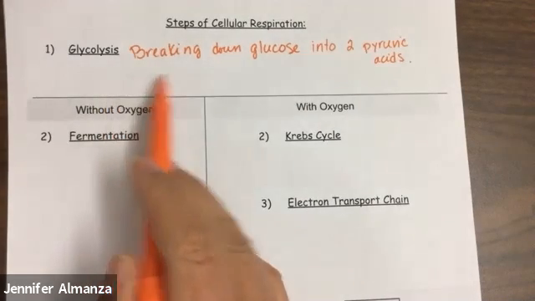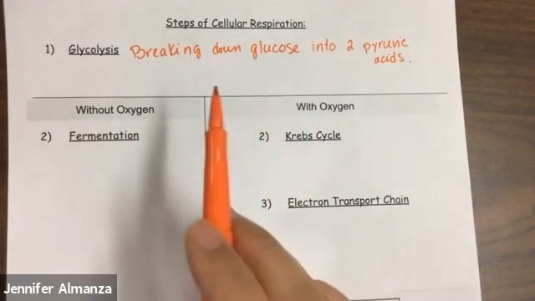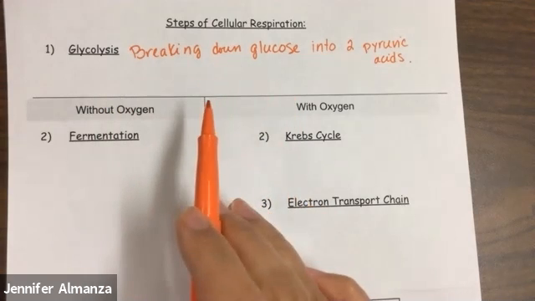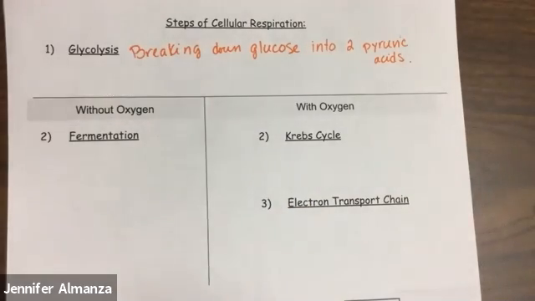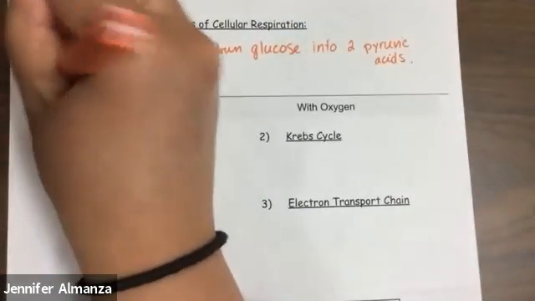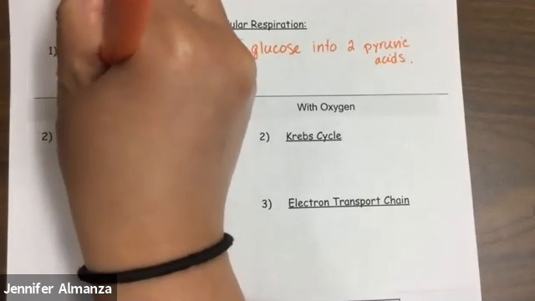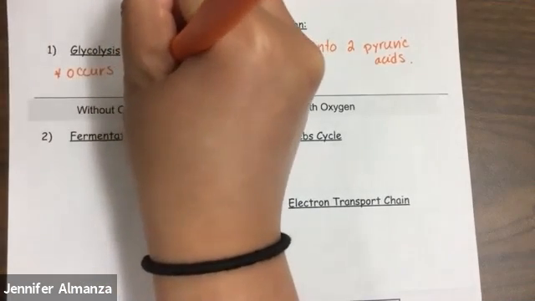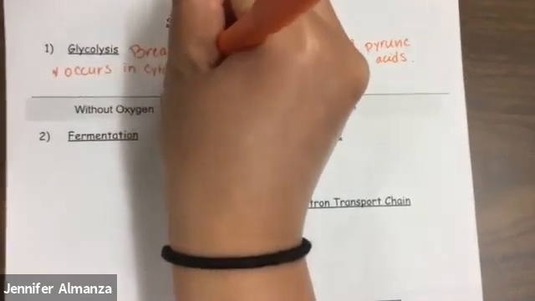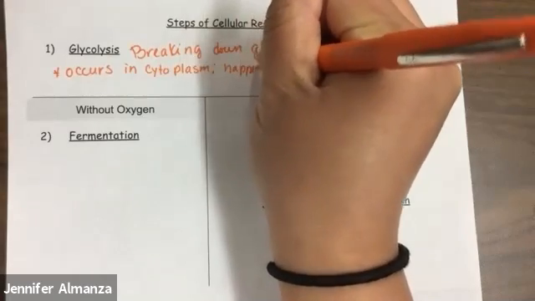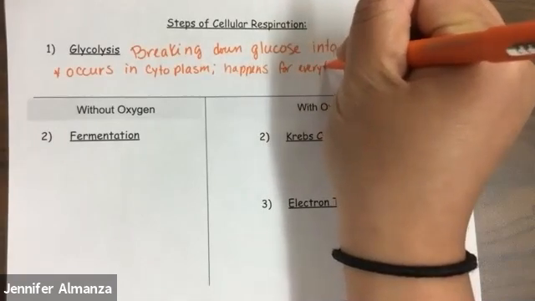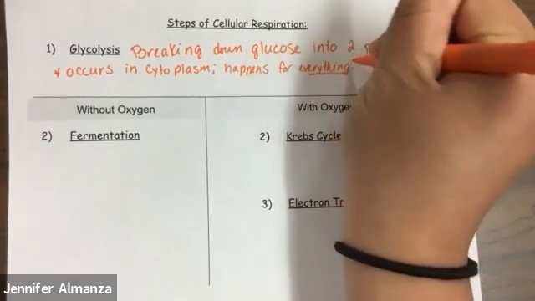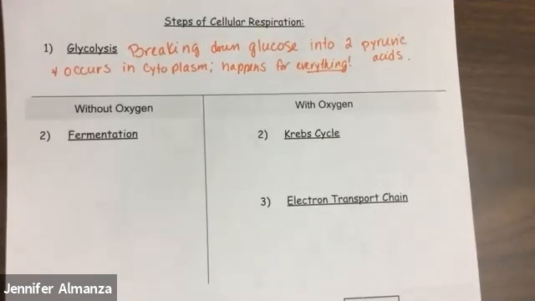Because this is the first step for aerobic and anaerobic, everything does this. And so this is going to occur in the cytoplasm. Glucose is too big to enter the mitochondria, so we need to go through glycolysis first. So I'm going to put a star here. Occurs in cytoplasm. Happens for everything. All living organisms do glycolysis.